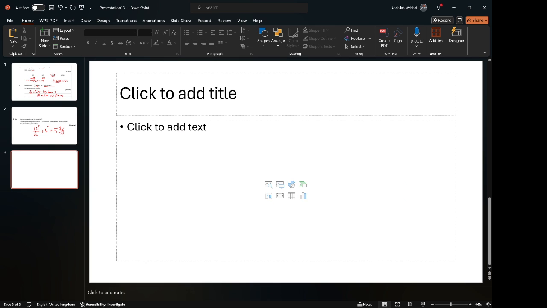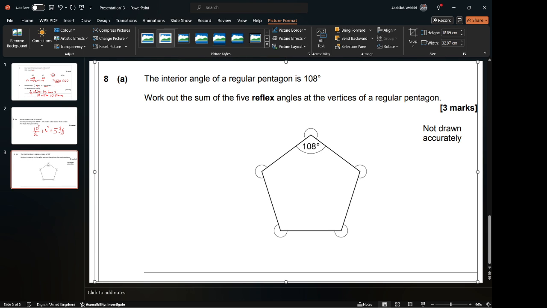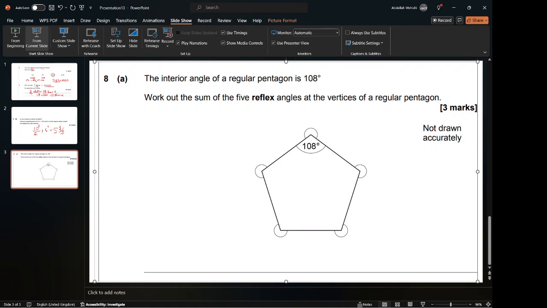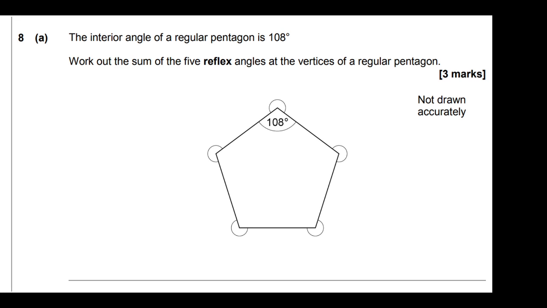So, guys, let's talk about it. This is quite tricky, actually. It's a bit more of a tricky question. What are we told, guys? It says the interior angle of a regular pentagon is 108. Work out the sum of the 5 reflex angles. So step 1, angles around a point add to make 360. So to work out the size of one reflex angle, we're going to do 360.